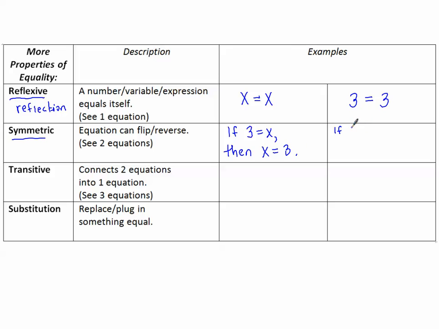Similarly, here's a slightly more complicated example. If 3 times the quantity x plus 2 equals 3x plus 6, then turn that around, 3x plus 6 equals 3 times x plus 2. Notice I just changed places of what was on either side of the equals sign, those flipped places. The transitive property is when you see three equations. It connects two equations into one equation.